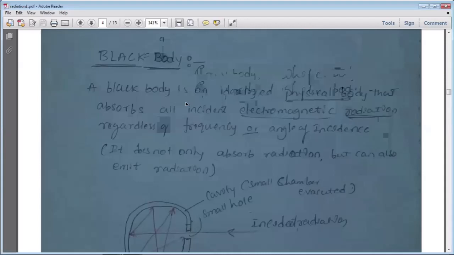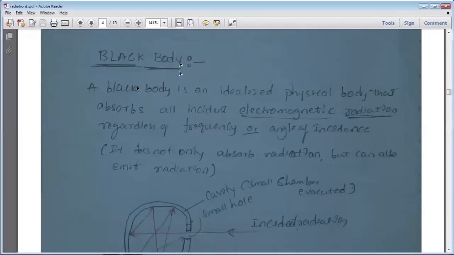Okay? A black body is an idealized physical body that absorbs all incident electromagnetic radiation regardless of frequency or angle of incidence. Whatever radiation is incident on the surface at any angle, 30 degrees, 40 degrees, 60 degrees, it will absorb all types of radiation, regardless of frequency or wavelength. That is called the black body.